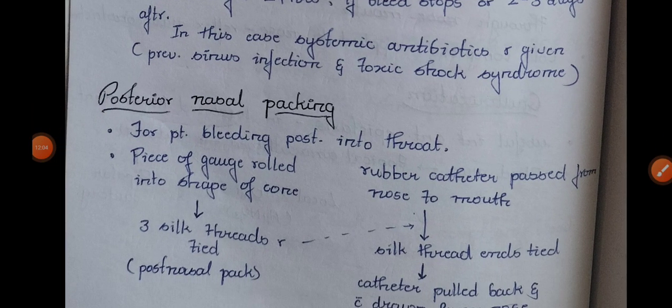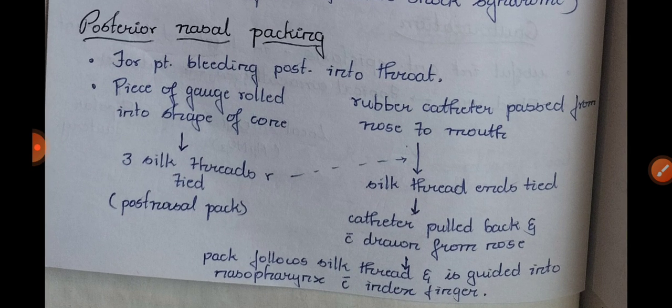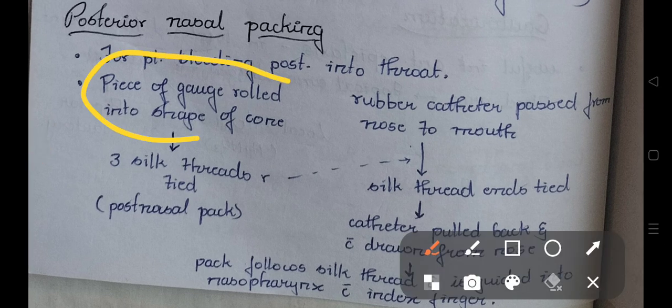Now, what is posterior nasal packing? Posterior nasal packing is for posterior bleeding, bleeding posteriorly into the throat. A piece of gauze is rolled into the shape of a cone. Three silk threads are tied to it in the posterior nasal pack.